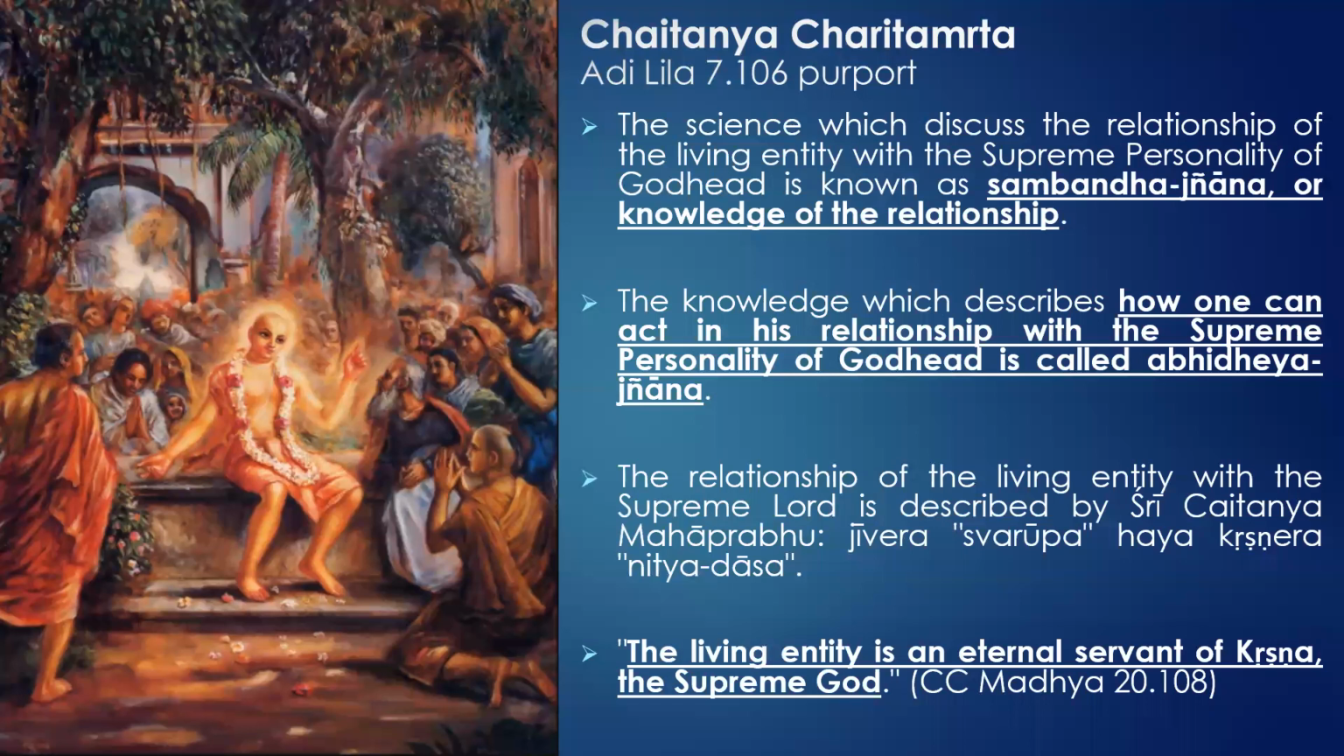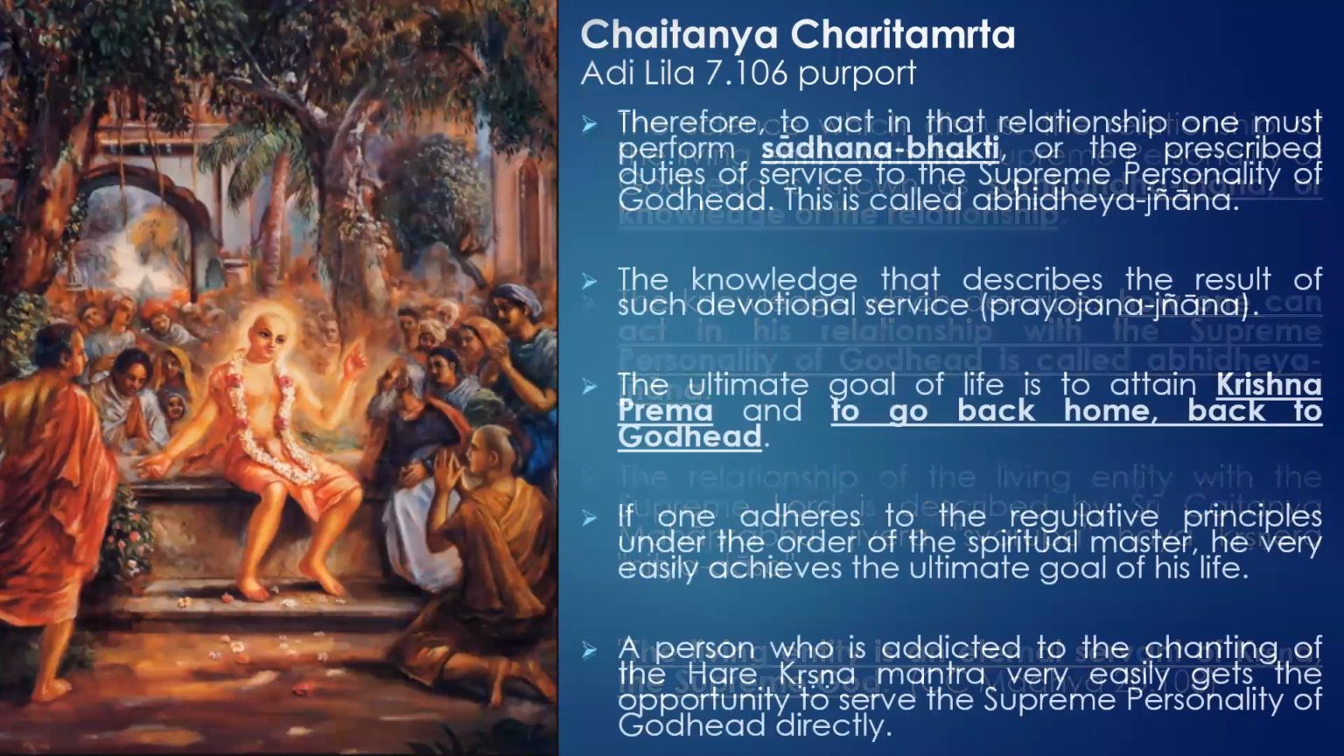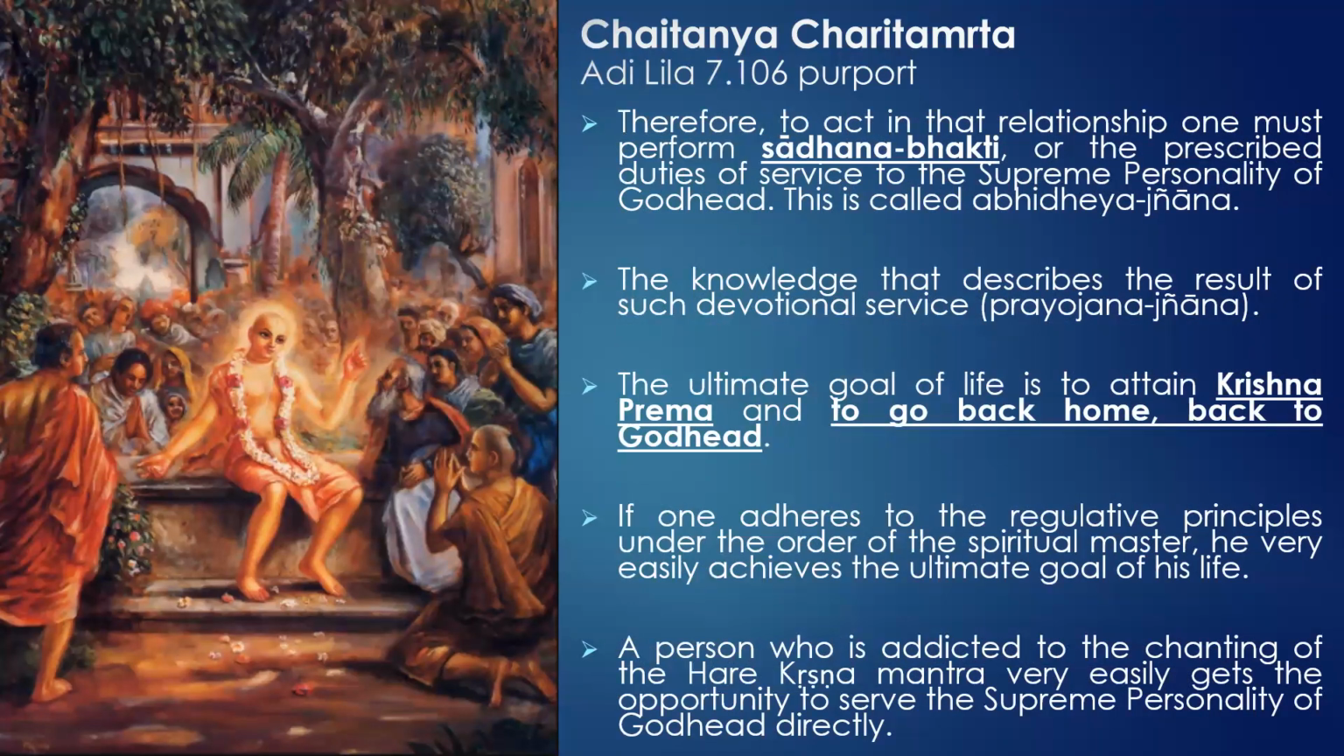Bhakti, the process of devotional service that we perform, is called abhidheya, and that knowledge is also available in Bhagavad Gita. The relationship of the living entity with the Supreme Lord is described by Sri Chaitanya Mahaprabhu as Jivera Swarupahaya Krishna Nitya Dasa. The living entity is an eternal servant of Krishna, the Supreme God. Chaitanya Charitamrita Madhya Leela, chapter 20, verse 108. Therefore, to act in that relationship, one must perform sadhana bhakti, or prescribed duties of service to the Supreme Personality of Godhead. This is called abhidheya jnana. The knowledge that describes the result of such devotional service is called prayojana jnana. So the ultimate goal of life is to attain Krishna prema and go back to Godhead. Very clear.